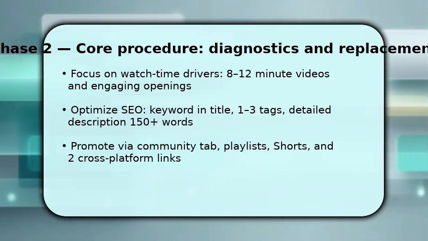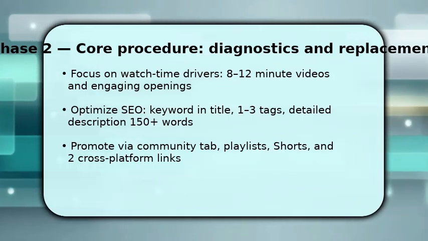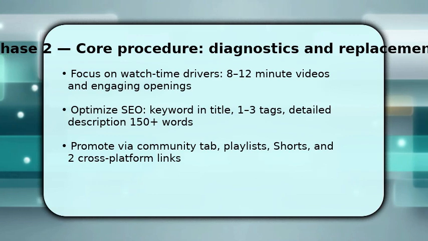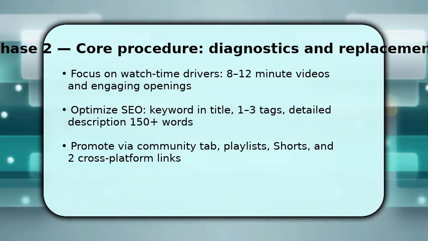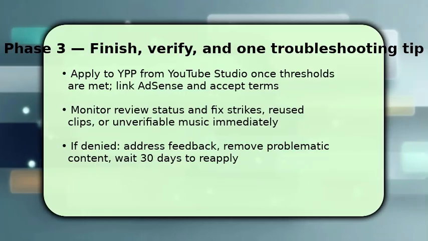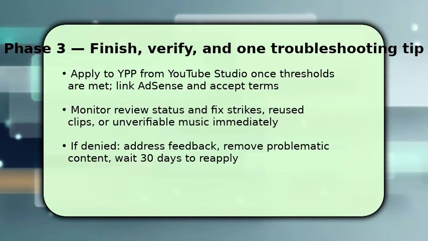Once you publish, promote each video across 2 external platforms and pin in the Community tab. These steps increase views and watch hours more predictably than random uploads. When thresholds are met, apply to the YouTube Partner Program in Studio, link AdSense and accept the terms, submit for review, and keep improving live content.